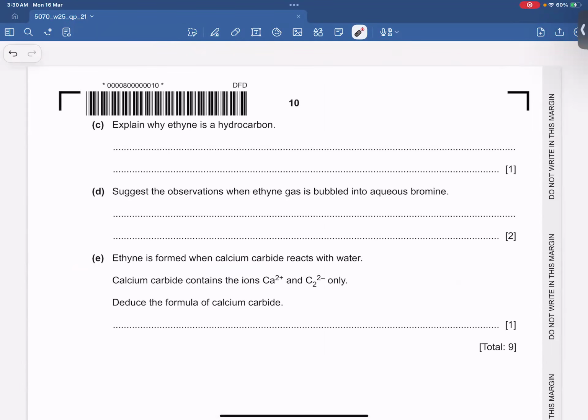Explain why ethine is a hydrocarbon. Hydrocarbon consists of carbon and hydrogen only. So ethine also consists of carbon and hydrogen only.